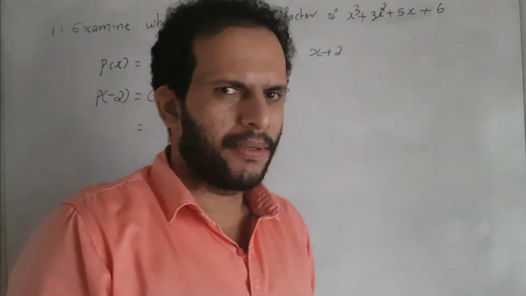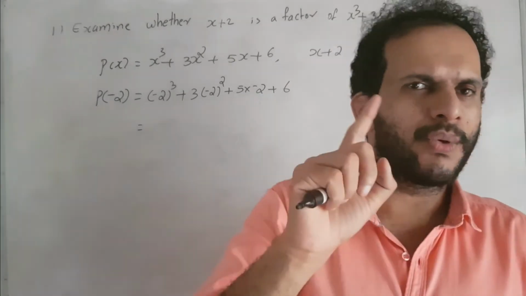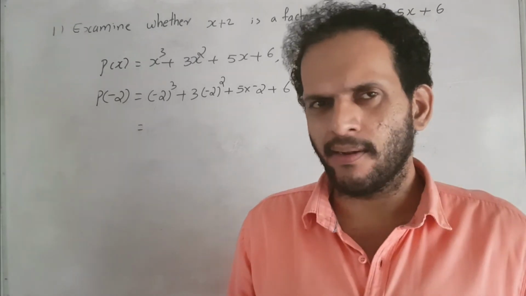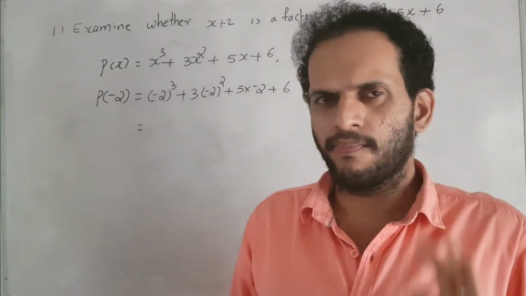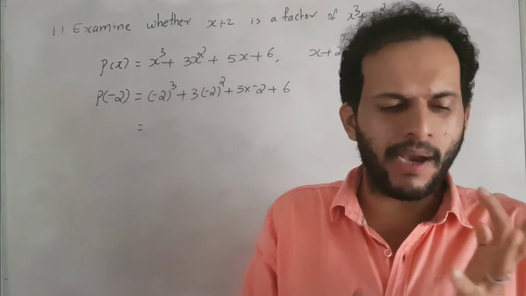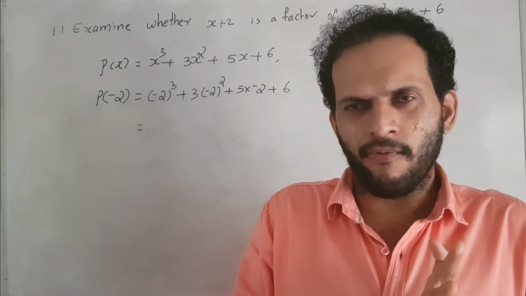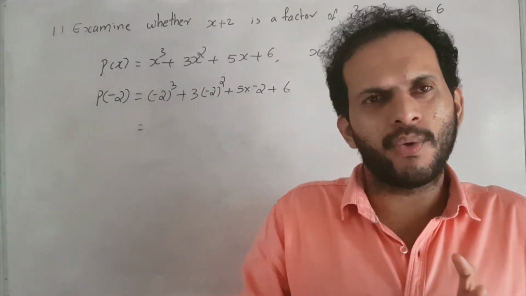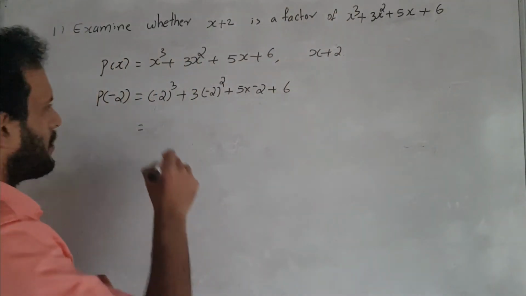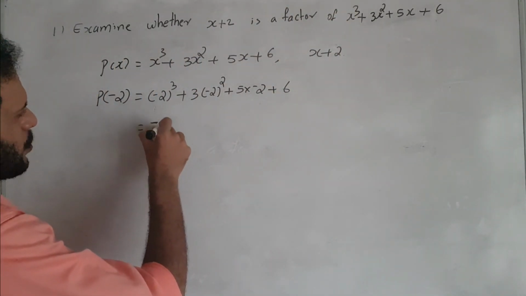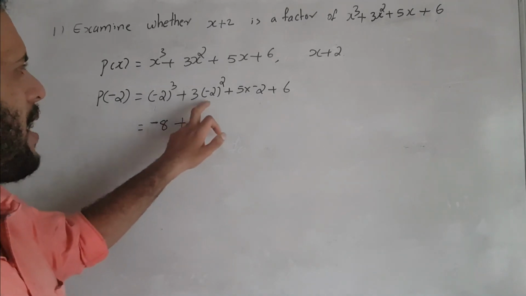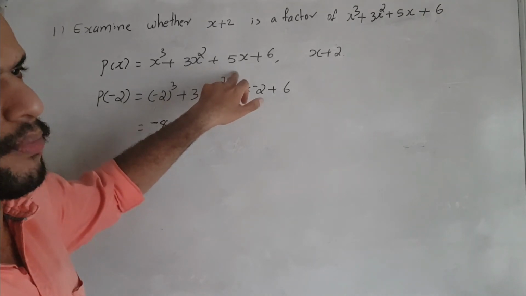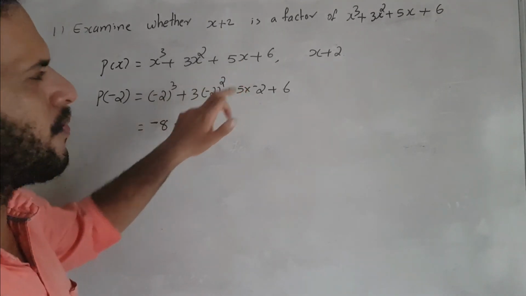Then what is minus 2 cube? Minus 2 cube means minus 2 into minus 2 into minus 2. We are multiplying 3 negative numbers, correct? The number of negative numbers is odd, so the answer is negative. Minus 2 into minus 2 is 4. 4 into minus 2 is minus 8. Minus 2 cube is equal to minus 8. What is minus 2 square? Minus 2 square means minus 2 into minus 2, which is 4.